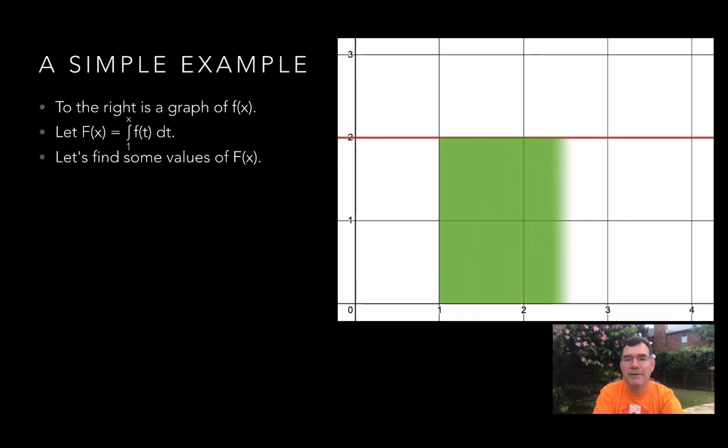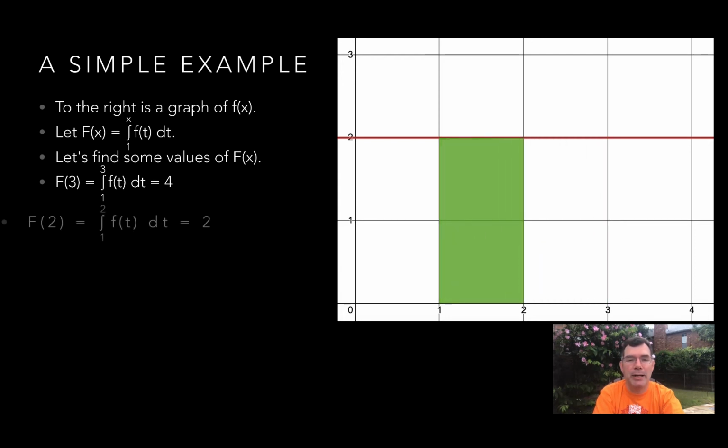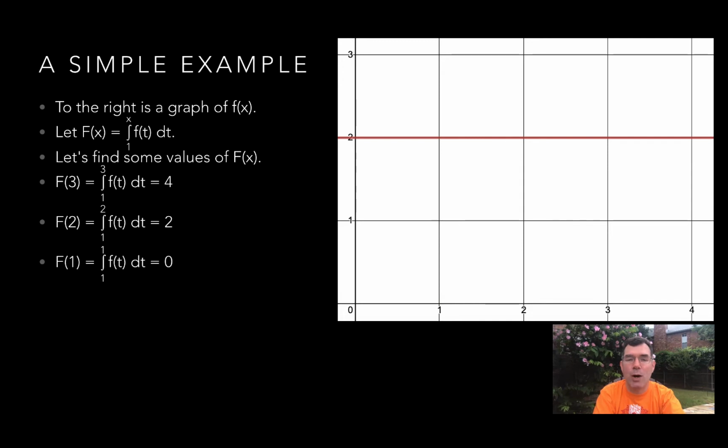So if I plug in different numbers, let's see what happens. If I plug in x equals 3, then I'm finding the area under the curve from 1 to 3, and that gives me an area of 4. If I plug in x equals 2, I'm finding the area under the graph from 1 to 2, and that gives me an area of 2. If I plug in x equals 1, that means I'm finding the area under the curve from 1 to 1, and that actually covers no area at all, so the area would be 0, and that makes sense.